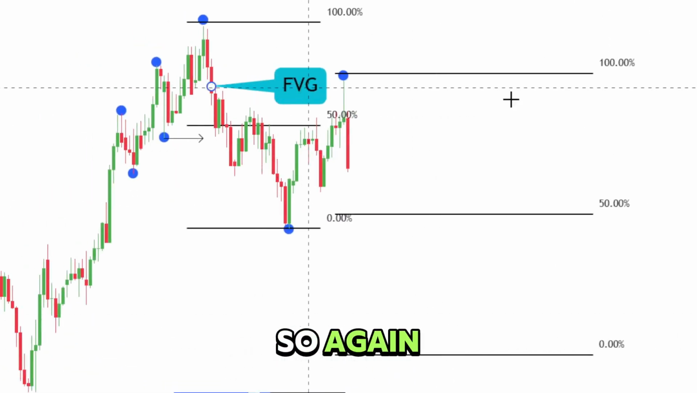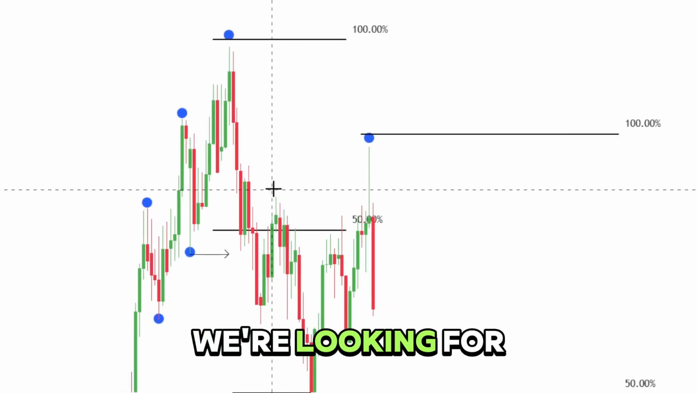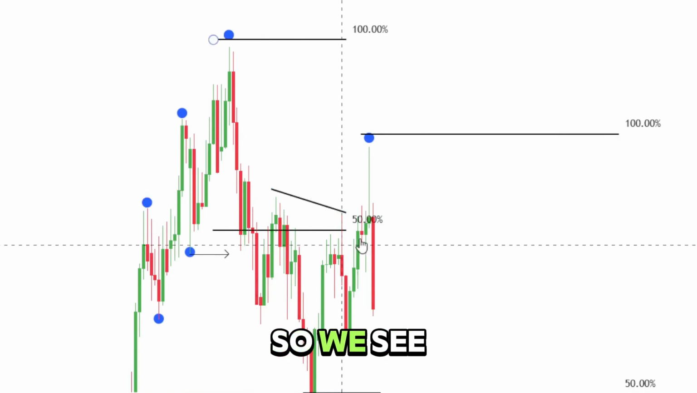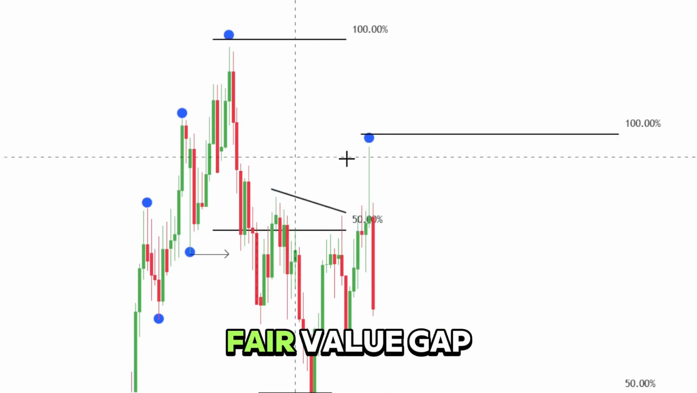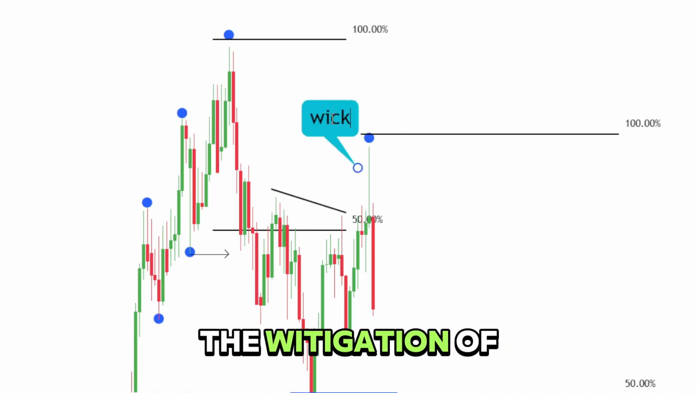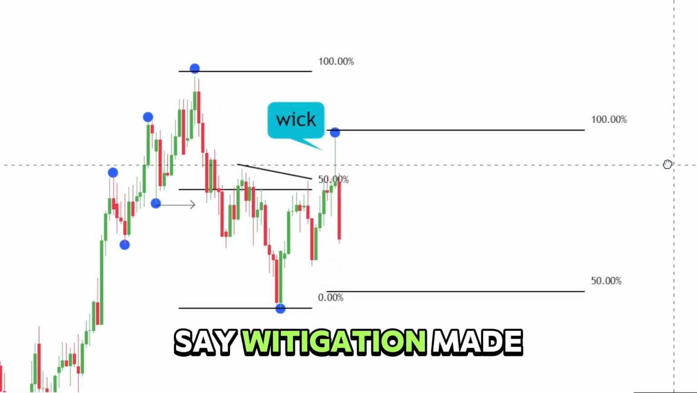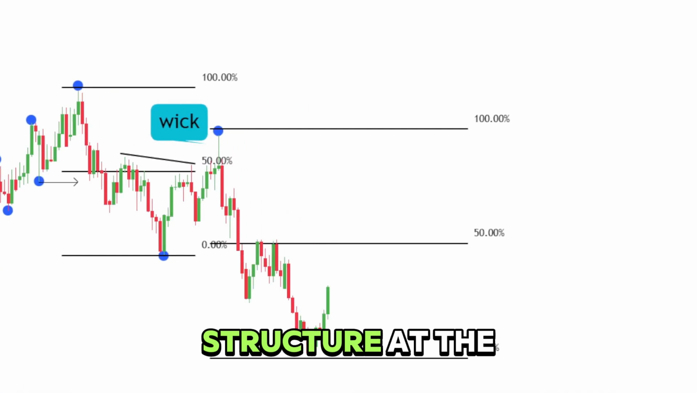So again, from an inducement standpoint or a liquidity standpoint, this is what we're looking for. We're looking for this kind of trend line to be swept. So we see a trend line that gets produced near the equilibrium just above it. We see a fair value gap mitigated with this wick over here. So this is what we call the mitigation of the wick. Sorry, I was going to say mitigation. Then we see price eventually breaking structure to the downside, right?